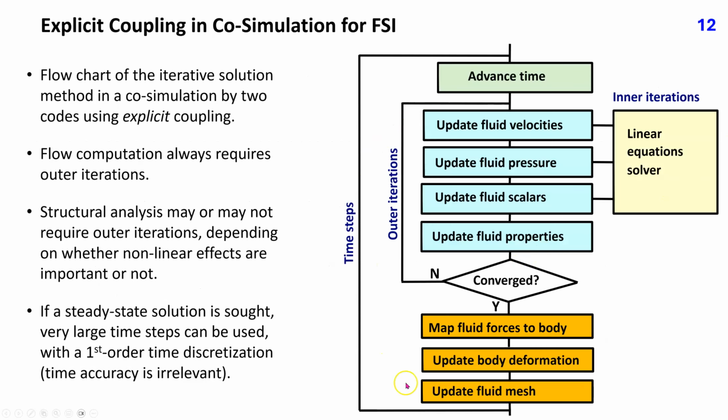This figure shows the flow chart of the iterative solution method in a co-simulation by two codes using explicit coupling. Flow computation always requires outer iterations, which is indicated by this loop. Structural analysis may or may not require outer iterations, depending on whether nonlinear effects are important or not. If the structural problem is linear, a direct solver can be used. If a steady-state solution is sought, very large time steps can be used with a first-order time discretization because time accuracy is then irrelevant.